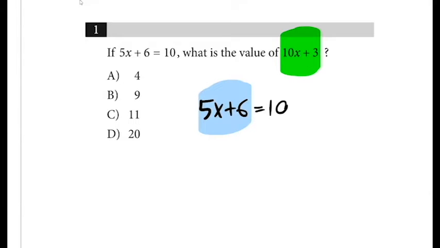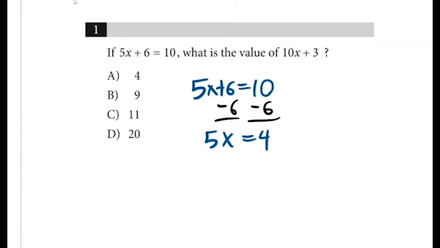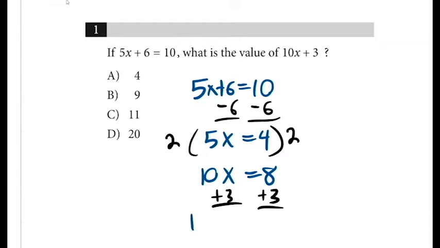Instead, we can focus on the relationship between 5x and 10x and just go ahead and focus on that. So let's go ahead and just subtract 6 from both sides. That'll give us 5x equals 4. And now to get the 5x into the 10x, we can just multiply by 2. And now we have 10x equals 8. So what's 10x plus 3 equal to? We can just go ahead and add 3 to both sides. That'll give us 10x plus 3 equals 8 plus 3, which is 11. And the answer for number 1 is going to be C.